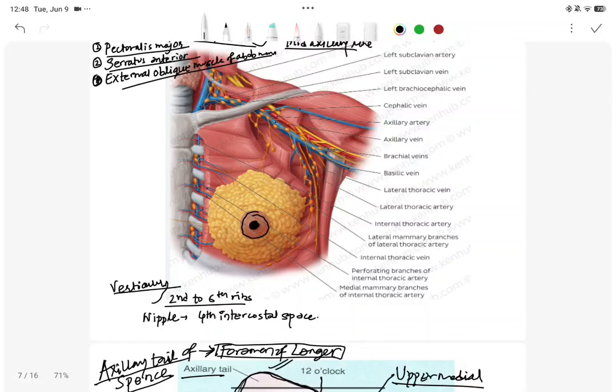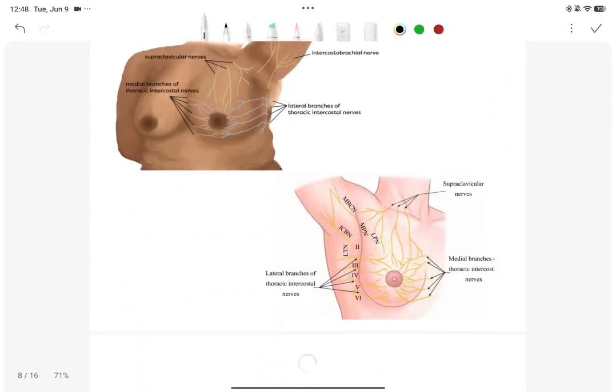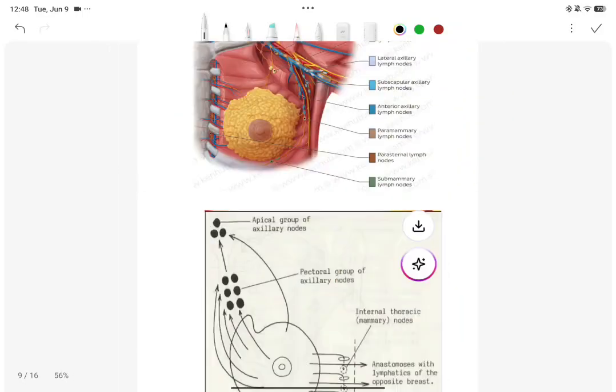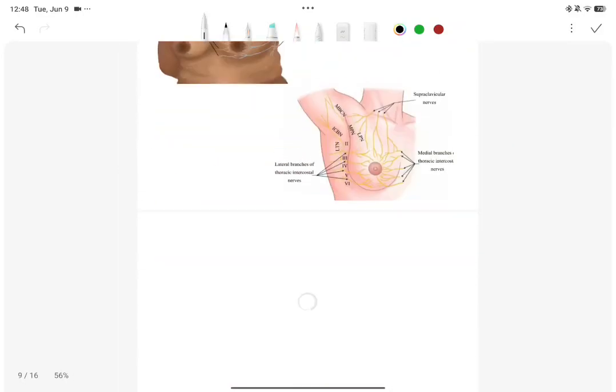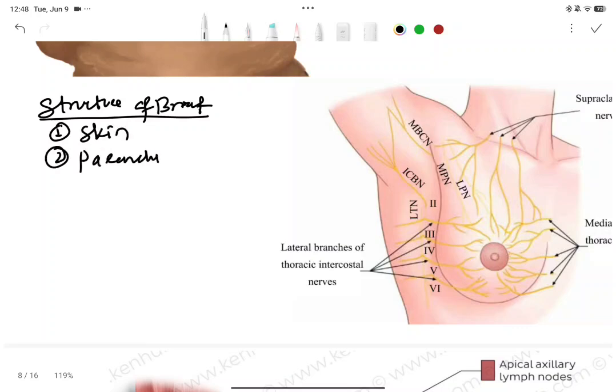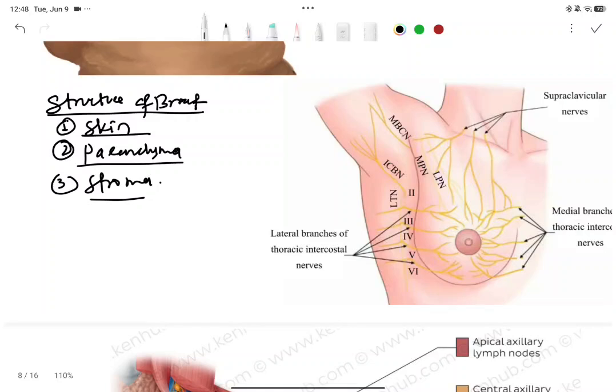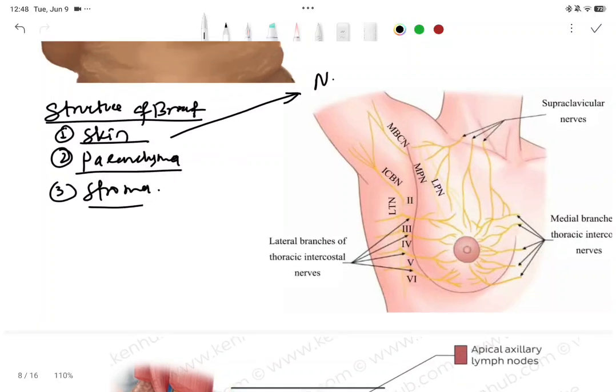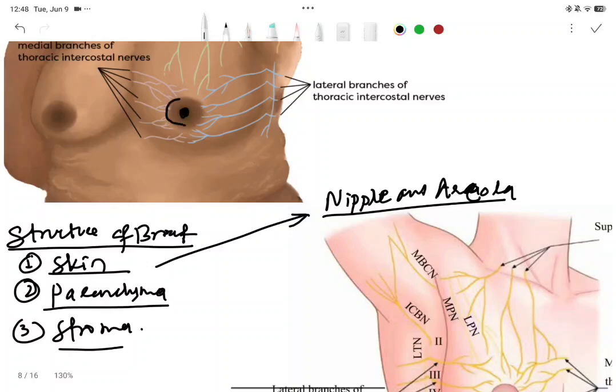Now the structure of the breast. In the structure of the breast, one is skin, another is the parenchyma, and there is the stroma. The skin covers the gland. The following features are seen in the skin: the nipple and the areola. This is the nipple, and this is also the areola.